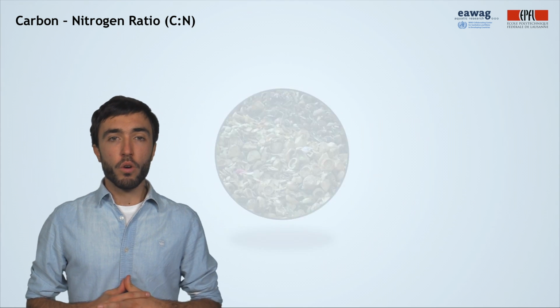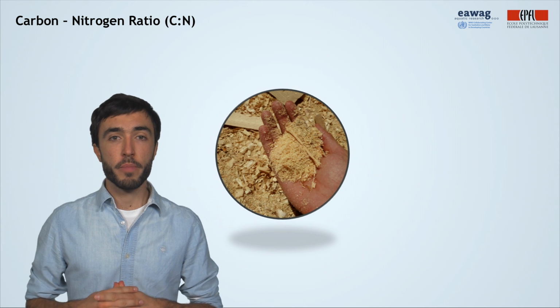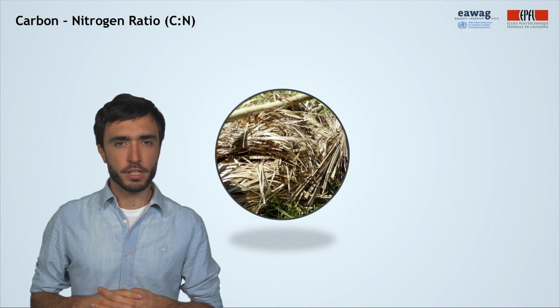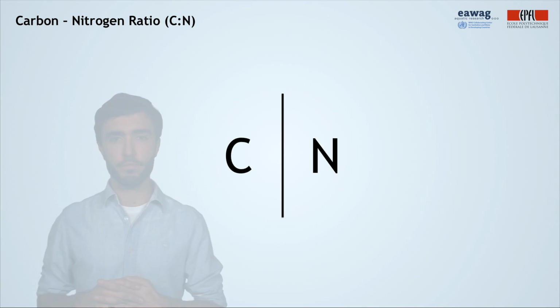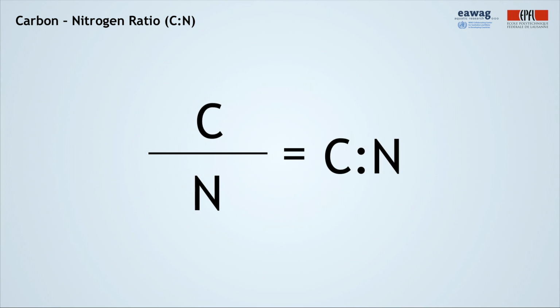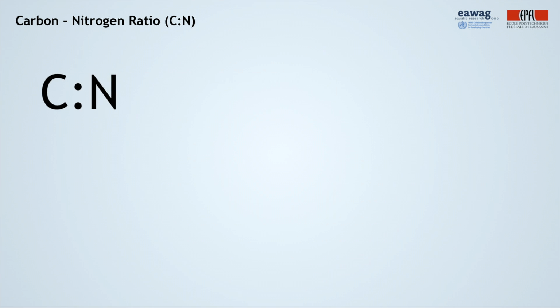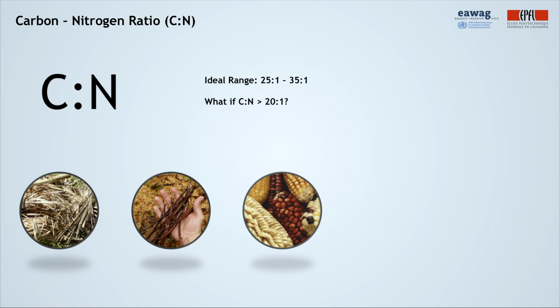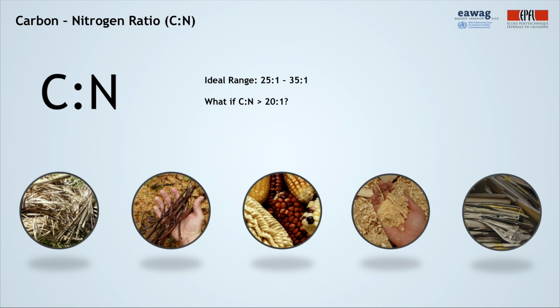Carbon-nitrogen ratio. All organic materials contain carbon and nitrogen. However, the relative proportion of these nutrients is different for each material. The ratio of the mass of carbon to the mass of nitrogen in a feedstock is called carbon to nitrogen ratio, or CN ratio. The ideal CN ratio ranges between 25:1 and 35:1. What happens if the ratio is greater than 20:1? In carbon-rich materials such as hay, straw, wood chips, corn stalks, sawdust, paper, cardboard, etc., microbes will deplete the nitrogen using it for their own metabolic needs.